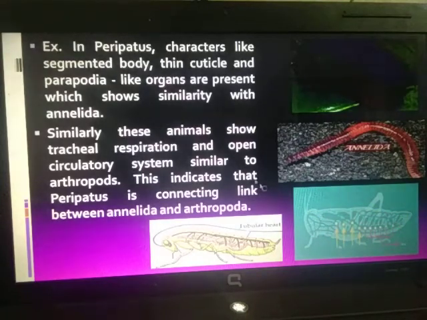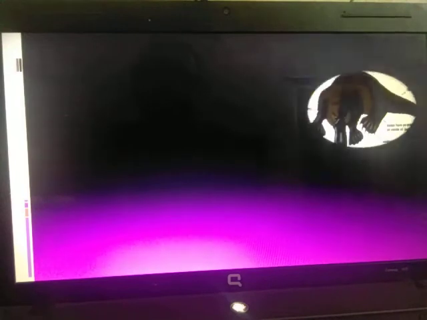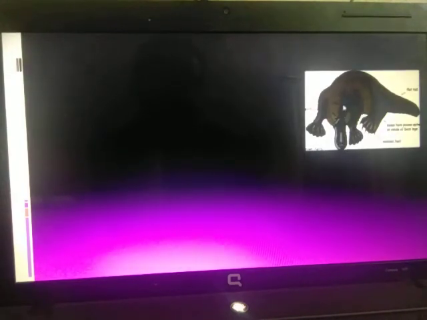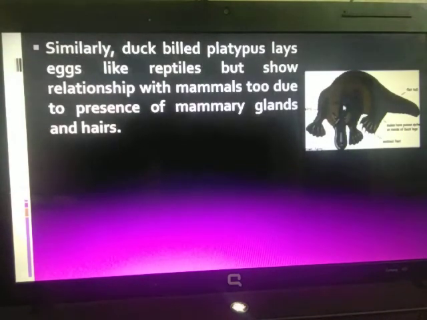Let us go to the next one, that is this is called as a duck-billed platypus. Now how this duck-billed platypus, what is the similarity, how it is a connecting link between two groups?